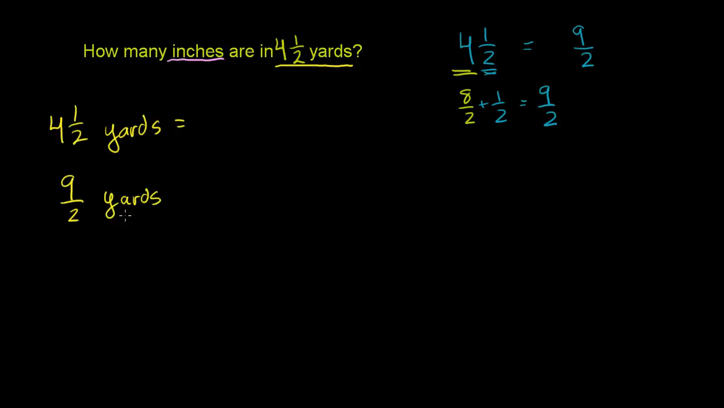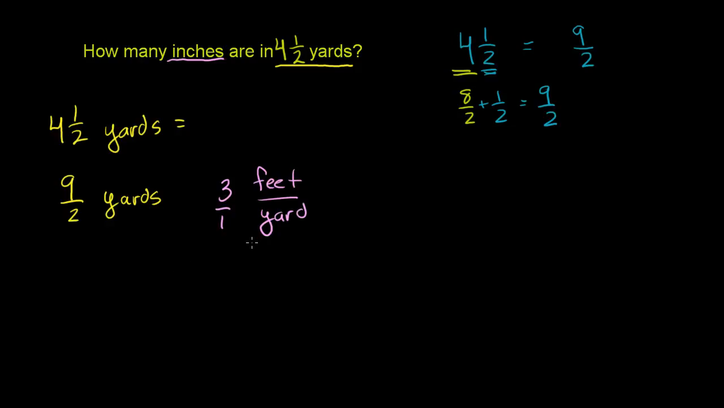So to convert it into feet, we just have to remember that there are 3 feet for every 1 yard. So let me write that down. There are 3 feet per yard. And if we were to multiply 9 over 2 yards times 3 feet, this yard would be in the numerator. It would be divided by this yard, and they would cancel out. And we'd just be left with feet. So we know we have to multiply by 3.